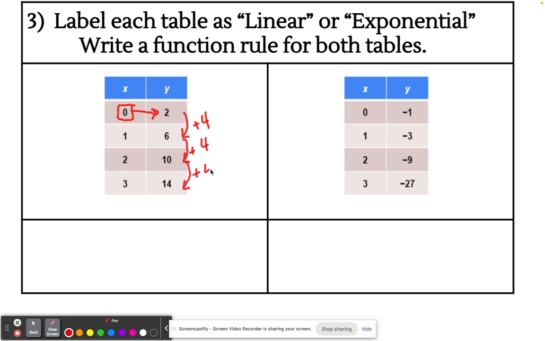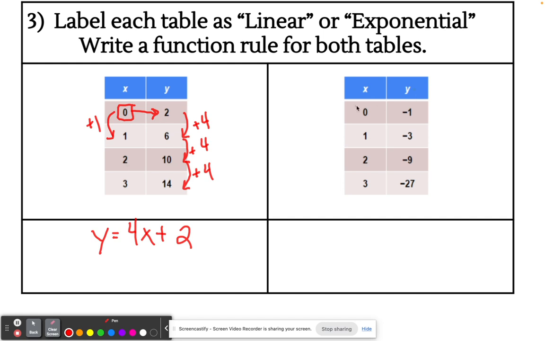If we have that constant addition, we have a linear equation. So this would be y equals, my slope is change in y over change in x. So this is 4 over 1, or 4x, plus my y-intercept, which is 2. You can plug it in. 4 times 0 is 0, plus 2 is 2. 4 times 1 is 4, plus 2 is 6. 4 times 2 is 8, plus 2 is 10, etc.